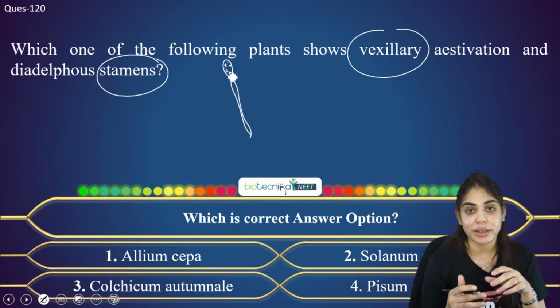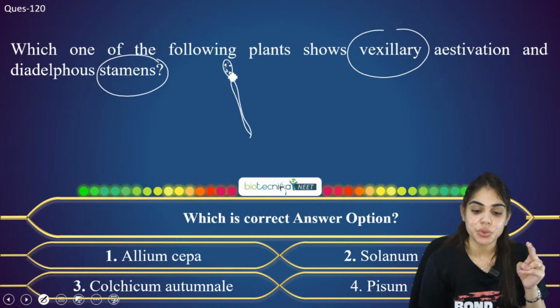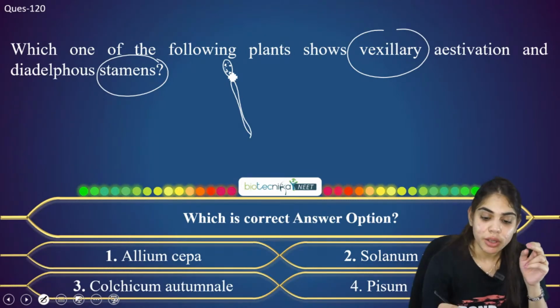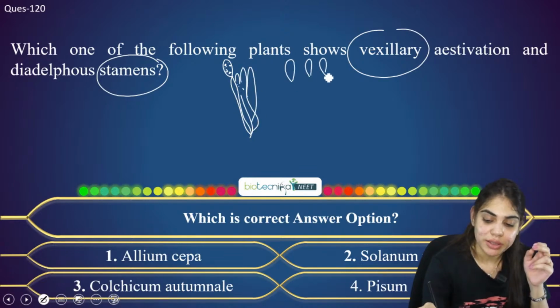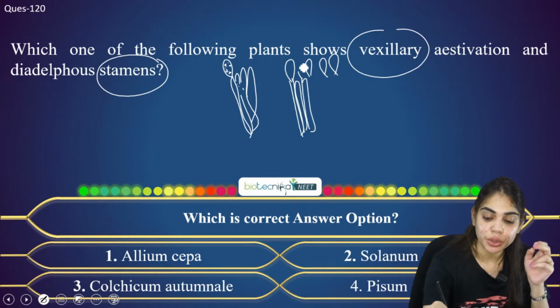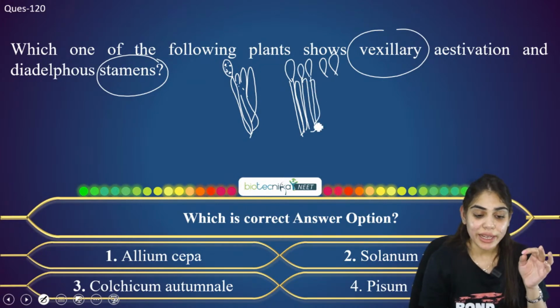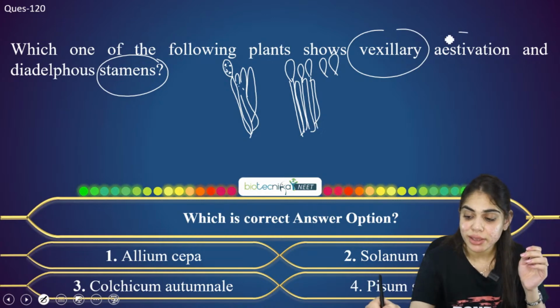So what is diadelphous? The name itself tells us, di means two. So how will there be two stamen bundles? When the filaments of many stamens get fused, they form two bundles. That is what is called diadelphous. That means anthers will be free. Only the filaments will be fused and they are forming two bunches. That is what is called diadelphous. So diadelphous stamen and vexillary aestivation.